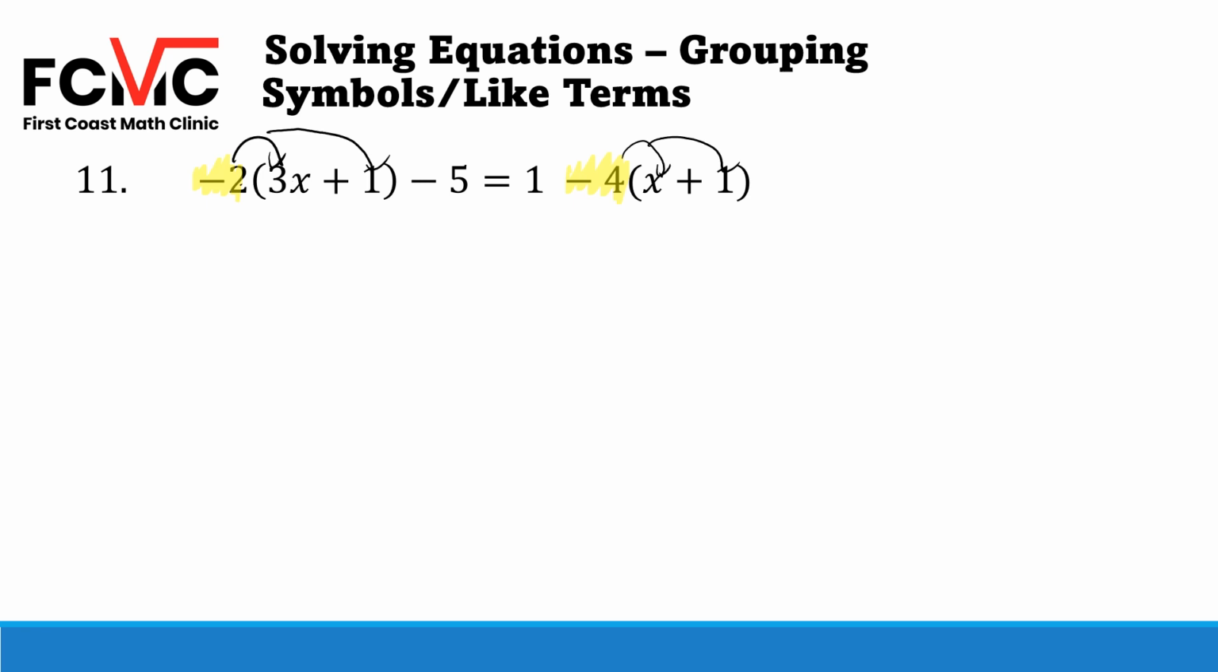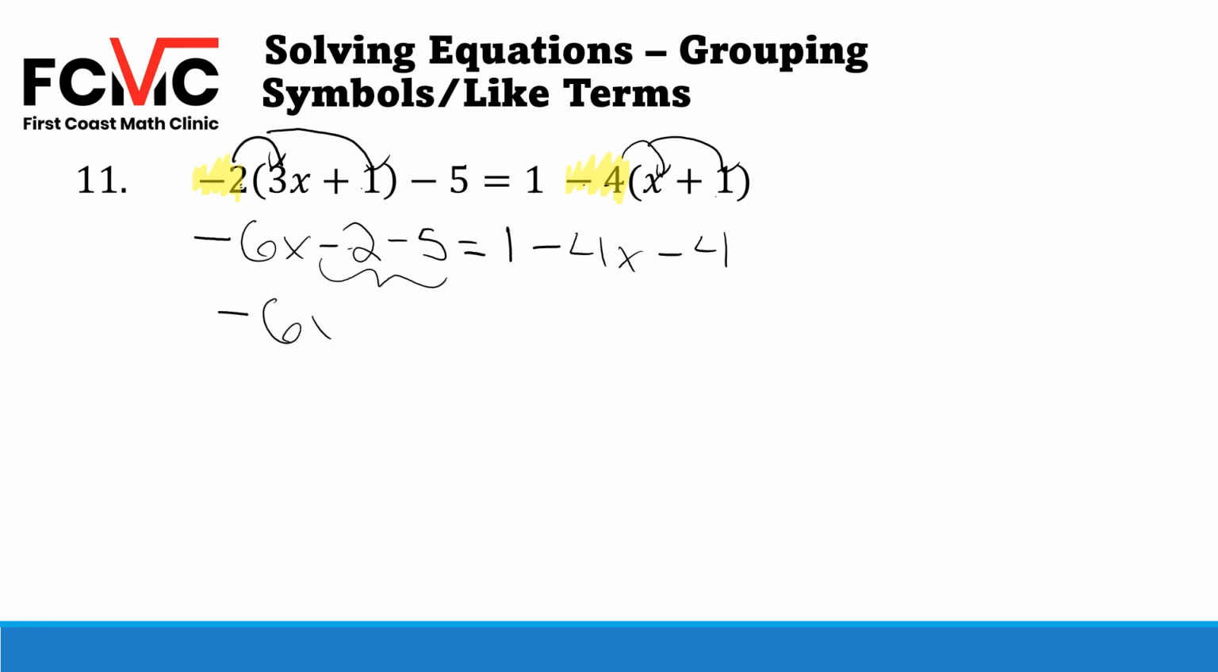We've got to keep the sign with our terms, right? So multiply negative 2 and multiply negative 4. So negative 2 times 3x gives me negative 6x. Negative 2 times 1 gives me negative 2 minus 5. I'm going to bring down that 1, because I've got to do multiplication before I do subtraction. Negative 4 times x gives me negative 4x. Negative 4 times 1 gives me negative 4. My like terms on the left side are right next to each other. Negative 2 minus 5 is negative 7. My like terms on the right side are going to be the 1 and the minus 4.